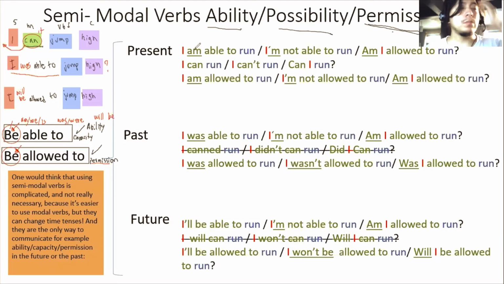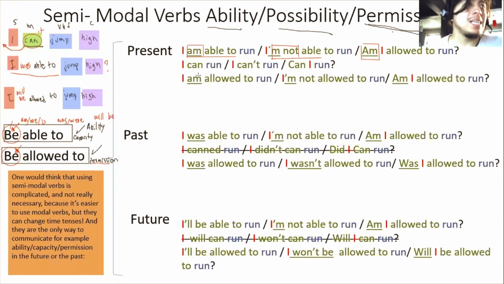In the present, I am able to run. You're using the semi-modal verb to be able to. I am able to run. This part is conjugated to the subject. If you are using it in the present, I am able to. When you have a negative, the verb to be is the one taking the negative. I am not able to. If you're making a question, it's only the verb to be that switches position with the subject. Am I allowed to run?